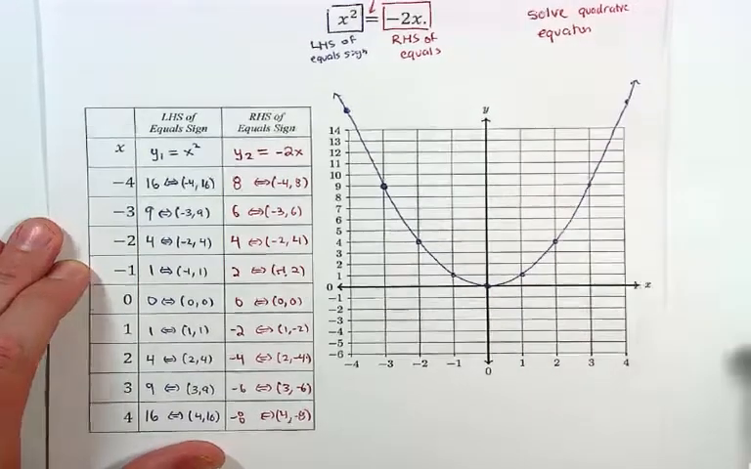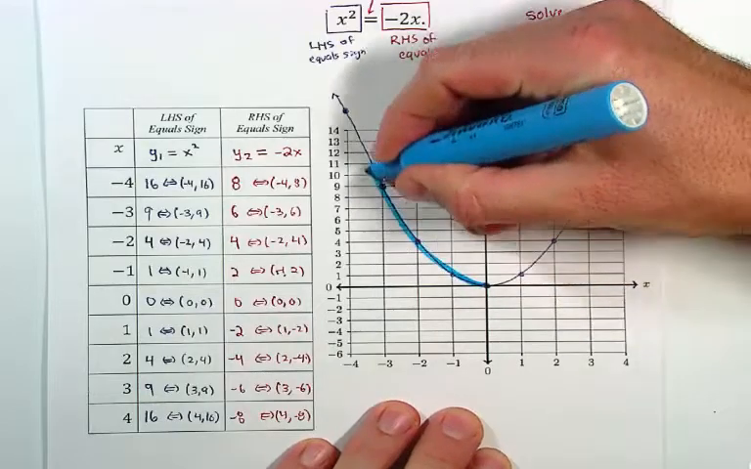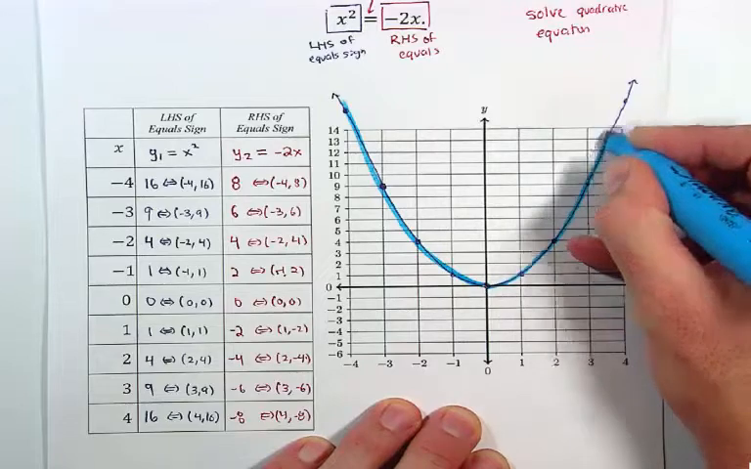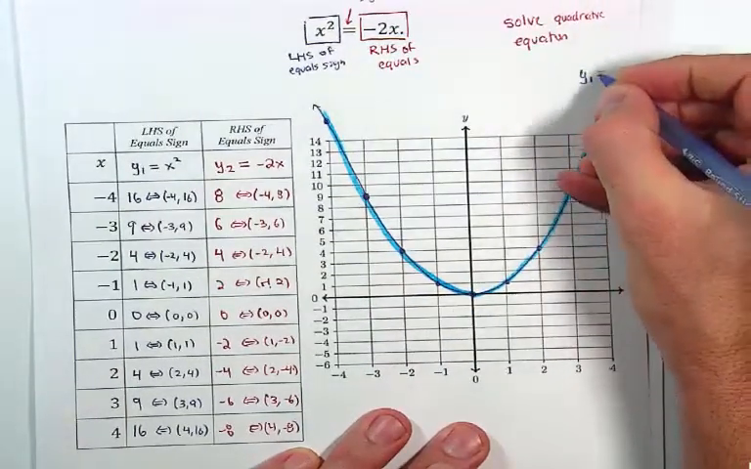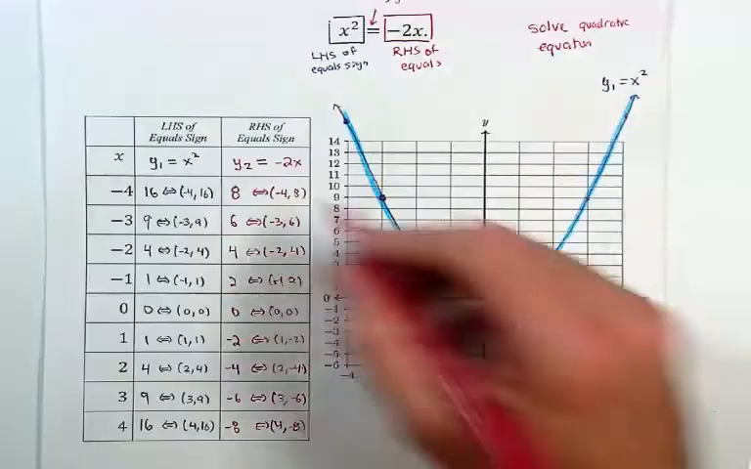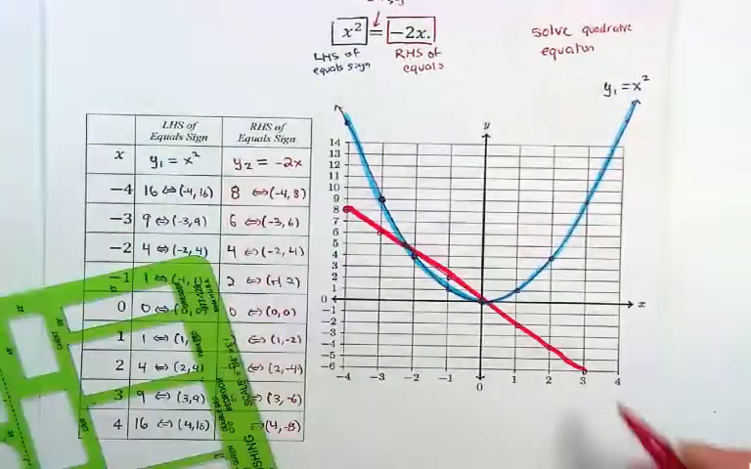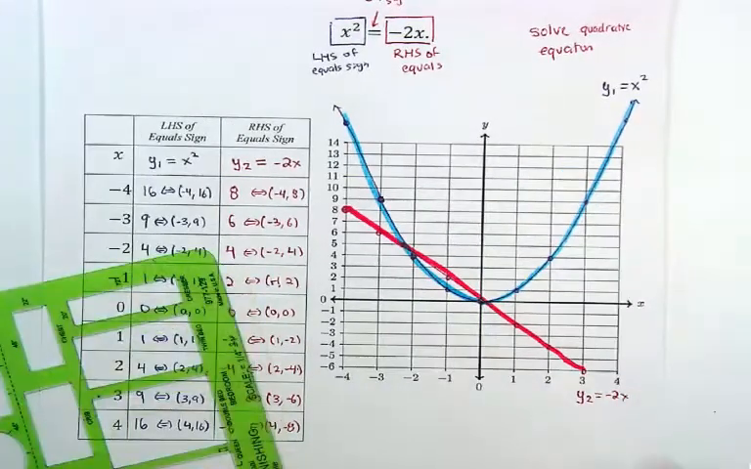Kind of see a smiley face sitting there. I'm going to go ahead and highlight in blue since this is my y1 function. I probably should also label this as y1 equal to x squared. We move on to graphing y2. I'm going to do that in fast forward. I highlight and I also label this as negative 2x.